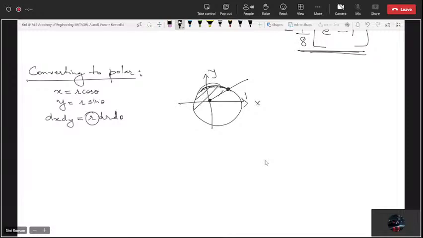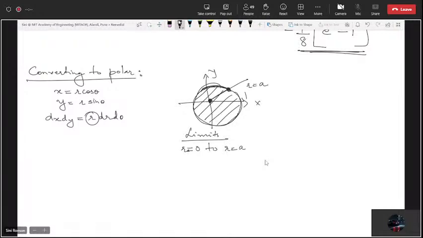Now suppose my entire region is a circle given as r equal to a. Can anyone tell me what will be the limits for r here? What is the value of r at the origin? 0. The radius at the origin will be 0. What is the value of r when it is going out? a. So this becomes your a.